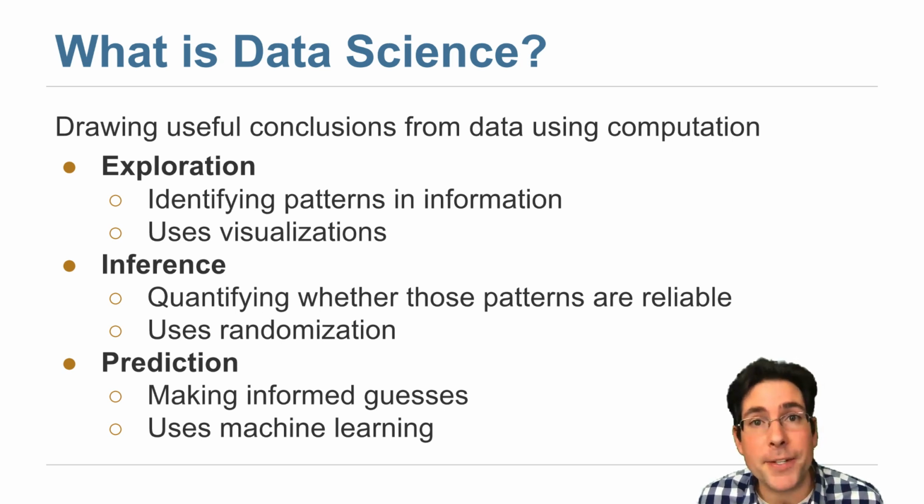And these 3 stages correspond to how we'll approach the material in this course. We'll first talk about how to identify patterns, then we'll talk about quantifying whether those patterns are reliable, and finally, based on the patterns we've discovered, the reliable ones can help us make informed guesses about the information that we wish we knew. Once you can do all that, you're well on your way to being a data scientist.